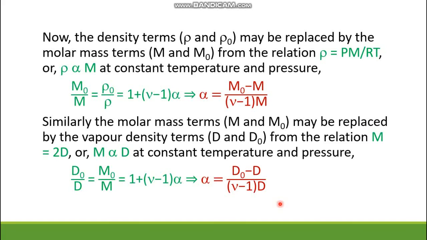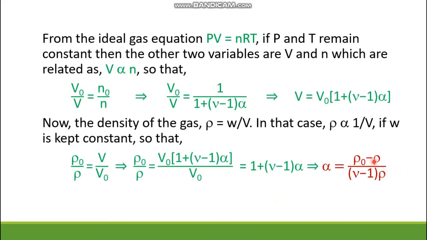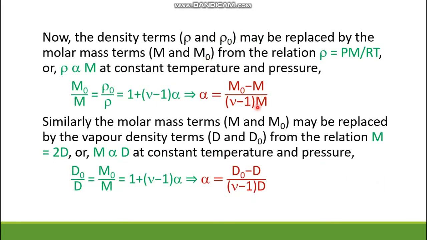So the trend is same: (rho 0 minus rho) by (nu minus 1) into rho, (M0 minus M) by (nu minus 1) into M, (D0 minus D) by (nu minus 1) into D. So it is easy, very easy to memorize.